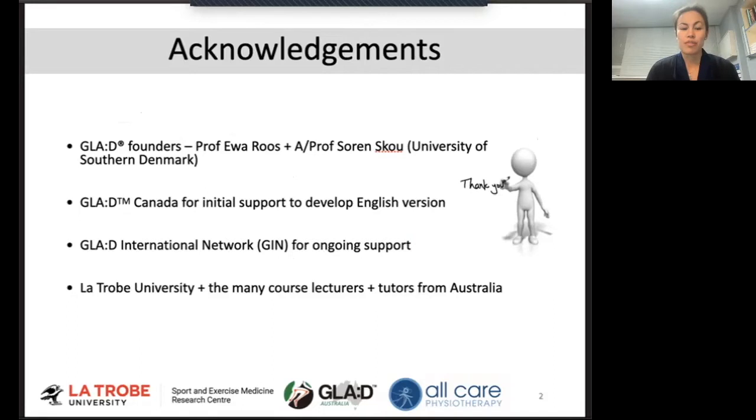Okay, so before we begin, I would like to acknowledge the founders of GLAD, Professor Eva Roos and Associate Professor Søren Skau from the University of Southern Denmark. I'd also like to acknowledge the GLAD Canada team for helping establish the English version of GLAD and also GLAD in Australia. GLAD is run as a not-for-profit initiative and is now an international community that receives support from all around the world, with all countries helping each other. In Australia, I would also like to acknowledge La Trobe Uni in Melbourne, their Sports and Exercise Medicine Research Centre and associated staff, along with the many hardworking lecturers and tutors from around Australia who continue to support the quality and development of GLAD in Australia.